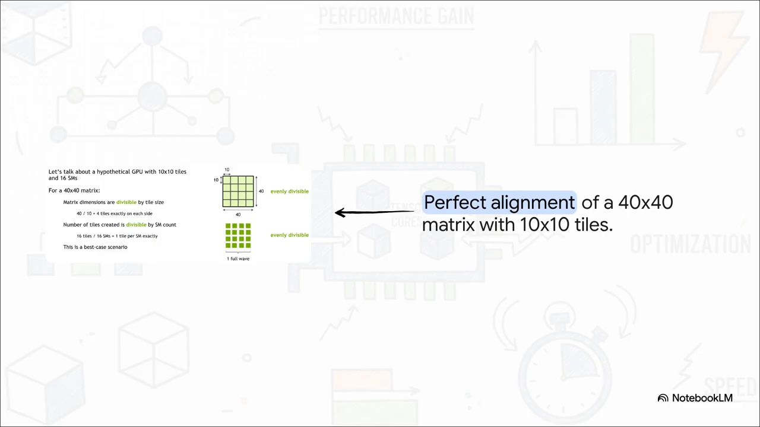Picture a hypothetical GPU with 16 streaming multiprocessors working on 10 by 10 tiles. If we have a 40 by 40 matrix, the math works out perfectly. 40 divides cleanly by 10, creating exactly 16 tiles. We have 16 SMs, so that precisely equals 1 tile per SM. The matrix dimensions and SM counts align flawlessly, generating absolutely zero wasted effort.